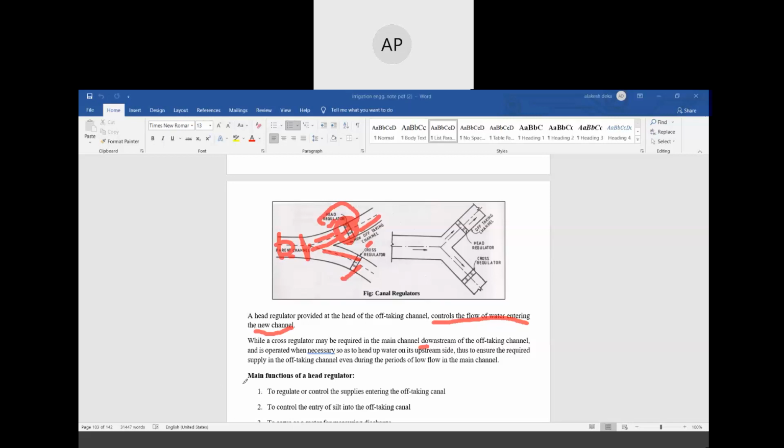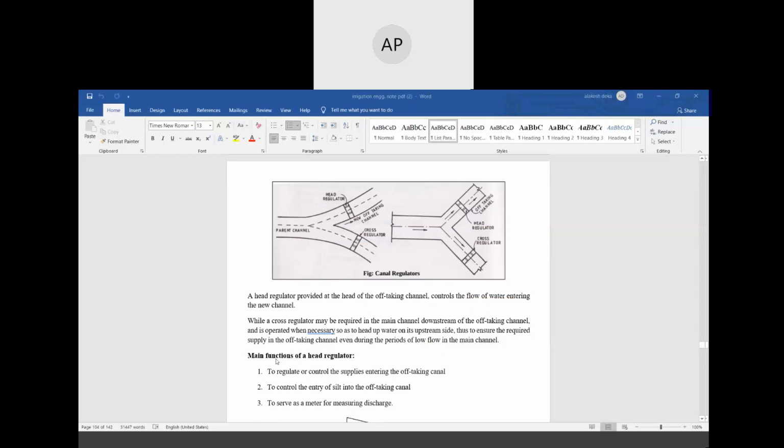Next is the main function of the head regulator. This is important. The function of the head regulator is important. So where is it located? In this figure, you can see the head regulator is located here. So what is the function? To regulate or control the supplies entering the off-taking canal, to control the entry of silt into the off-taking canal, and to serve as a meter for measuring discharge.